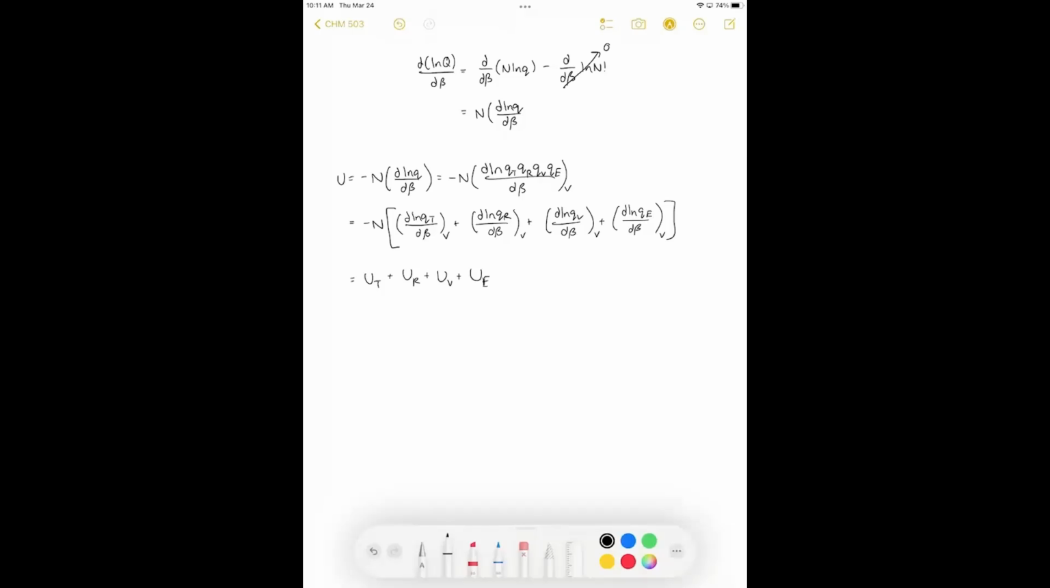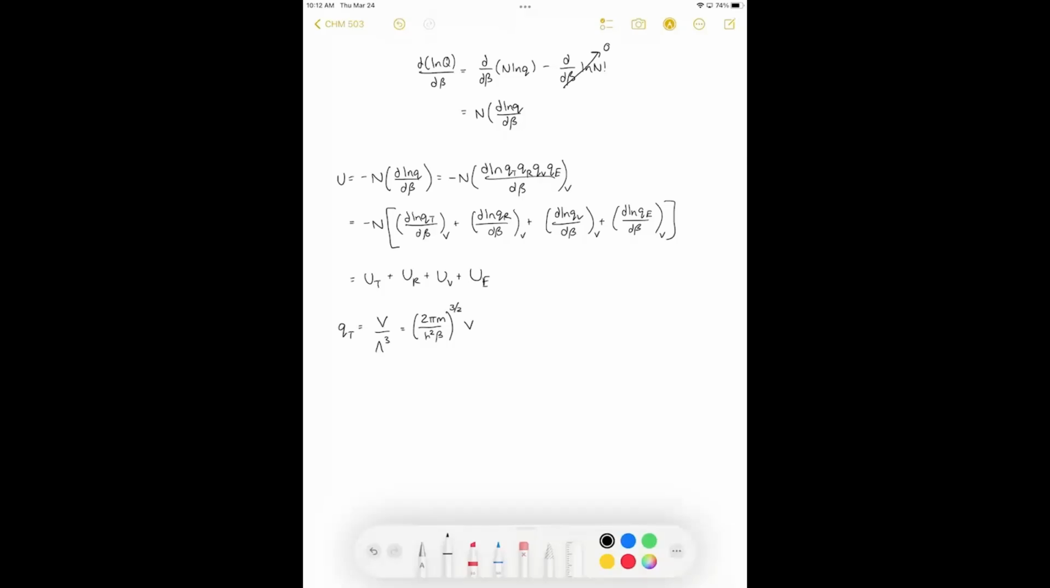So like before, we will start off with translation. Recall that the translational partition function is as follows. We defined it as the volume over the thermal wavelength cubed, which is this capital lambda. And to put that into more common terms, that is (2 pi times the mass of the particle over h squared beta) raised to the 3/2 times the volume. Now we have to take the derivative of this with respect to beta.